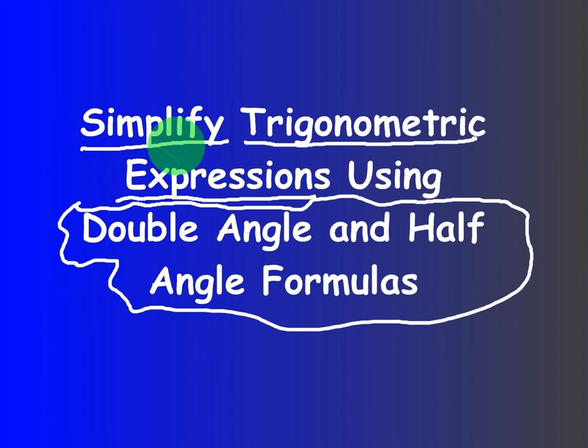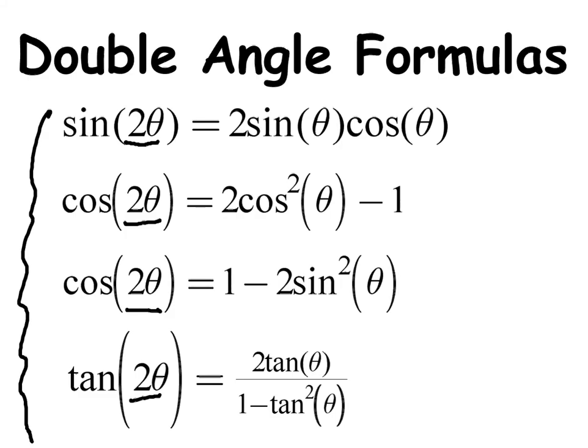Today we're going to be taking the double and half angle formulas and using those to simplify trigonometric expressions. To summarize all of them, first of all, we have the double angle formulas. The reason why these are called double angle is because if you look inside of each of the parentheses, we have 2 theta, meaning we're doubling the angle.